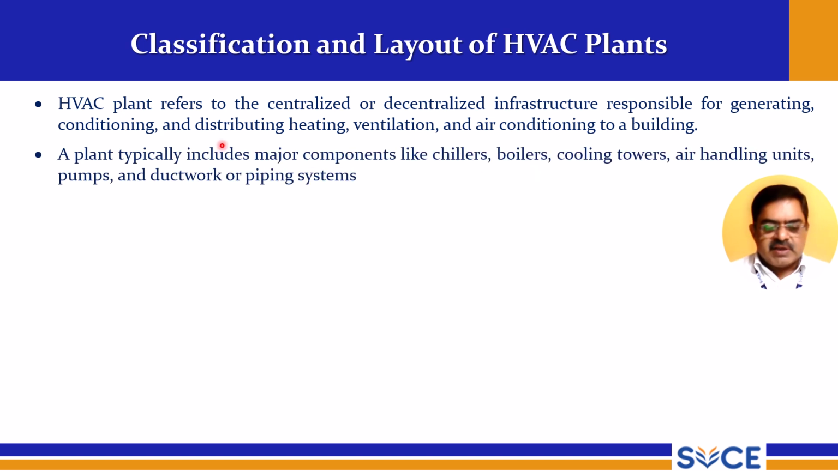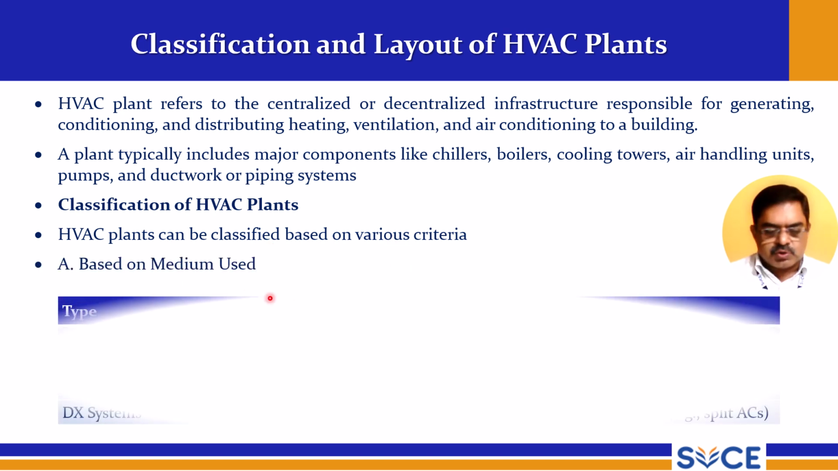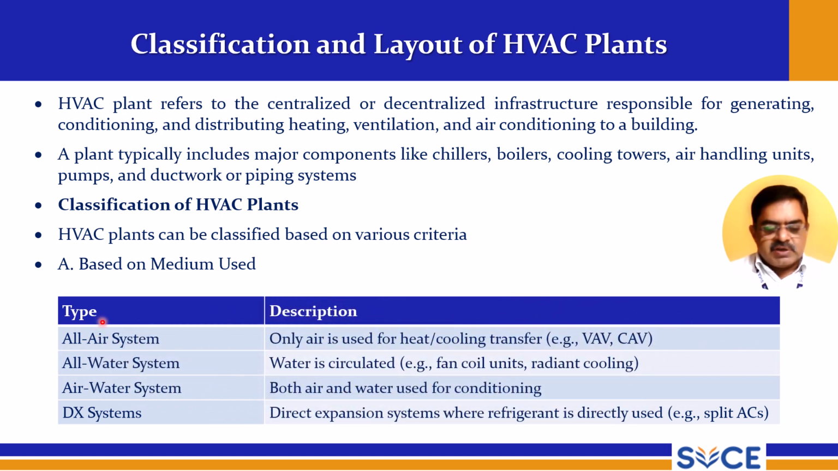A plant typically includes major components like chillers, boilers, cooling towers, air handling units, pumps, and ductwork or piping systems. So these are the major components in an HVAC plant. The classification of HVAC plants can be based on various criteria. The first one is based on medium used. Here the types are all air system, all water system, air water system, and DX system.